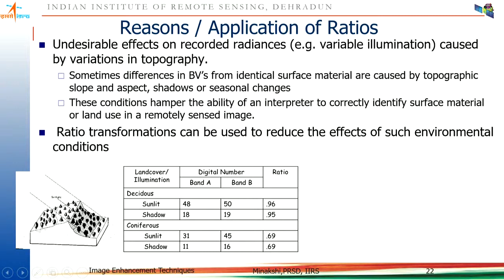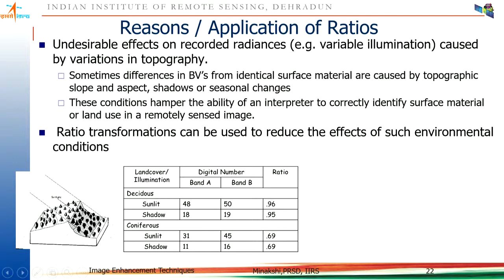A very common example is given. Assume this is a hillock. For all of you who are familiar with our geography, we are located in Dehradun and Mussoorie is nearby. So let's assume this is Mussoorie. On two sides of the Mussoorie hill, it is the same forest cover: coniferous and deciduous on one side, and also coniferous and deciduous on the other side of the hillock. Now this side is well lit, and obviously, since it's a hill, this side comes under shadow. So due to different topography and slope aspect, there is different illumination.